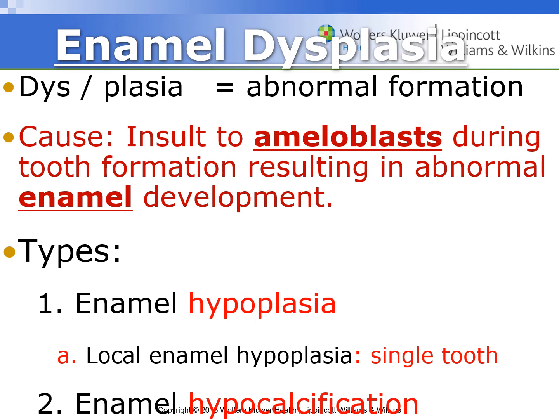So we're going to go enamel dysplasia. Plasia is like a formation, and dys before anything is like abnormal. You can have it before breathing. Dyspnea means you have difficulty breathing. It can mean abnormal. In this case, that's what it means. And so dysplasia would be abnormal formation of the enamel because it's enamel dysplasia.